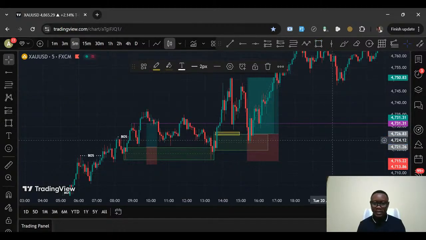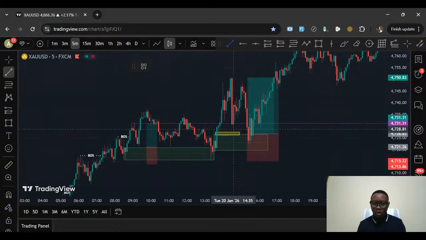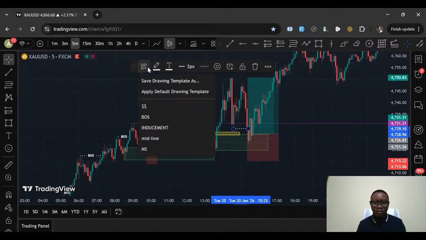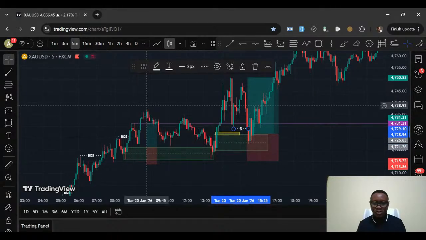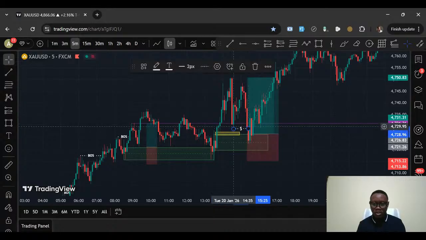Okay, and again, price created an inducement. In fact, this was an additional confirmation for me to go all in on this setup, right? There's an inducement here, which is this. Of course, this was the inducement, this bullish movement.